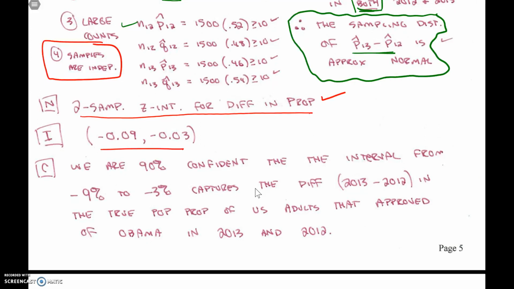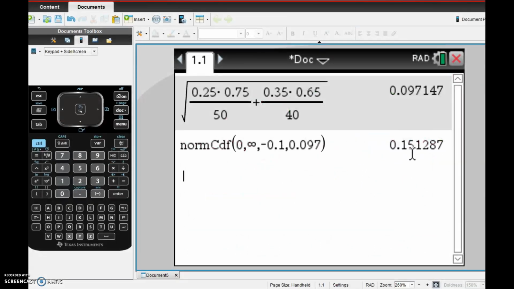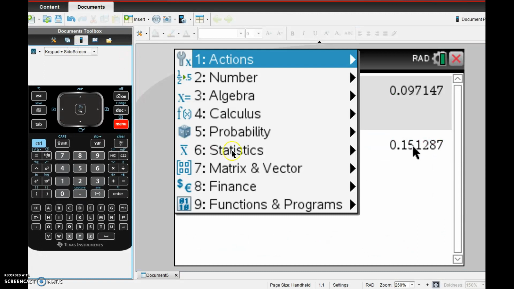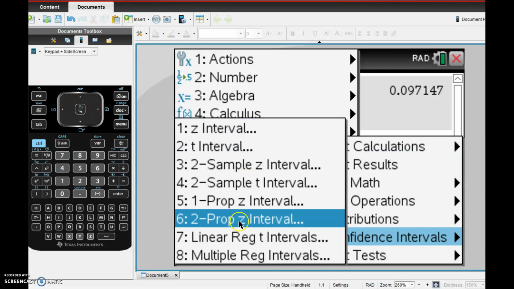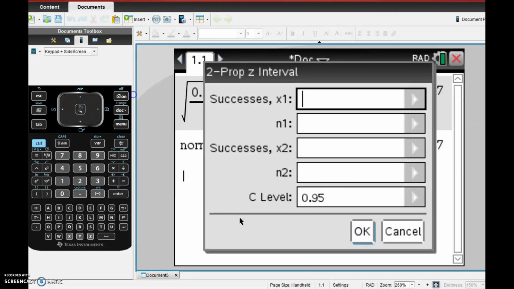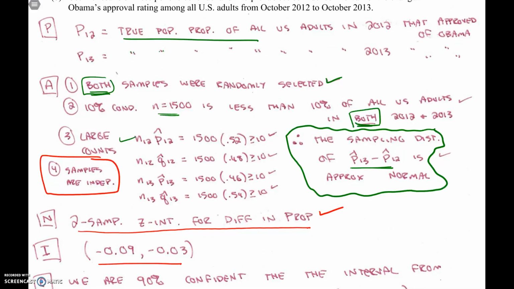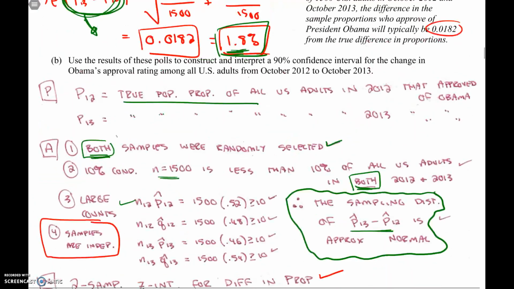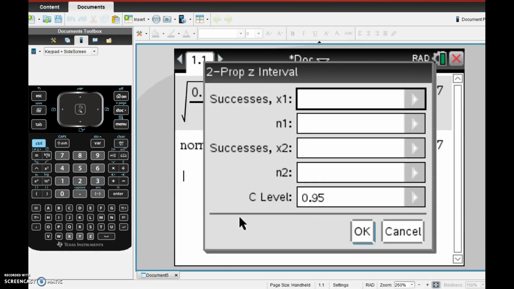Now I didn't show my work, and you don't need to here, but just to show you what I'm doing here, I did it in the calculator: menu, statistics. This is a confidence interval for proportions. So 2 proportion Z interval. Successes. Well, I'm doing 13 first, so 13 minus 12. So I have to put in the 46% of 1,500. 0.46 times 1500. I hope that's an integer. I think it will be, so I think we're going to be okay.